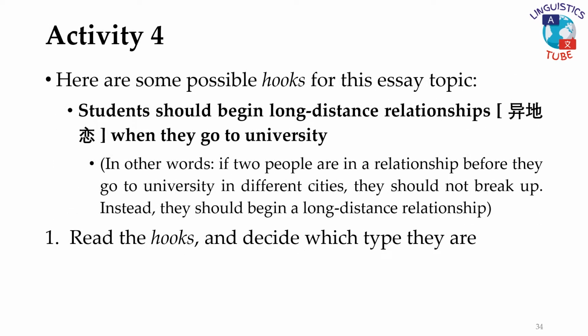In our final activity about hooks, here are 5 hooks for the essay topic: students should begin long-distance relationships when they go to university. In case this topic is confusing, it means that if 2 people are in a relationship before they go to university in different cities, they should not break up. Instead, their relationship should continue, but they should begin a long-distance relationship.